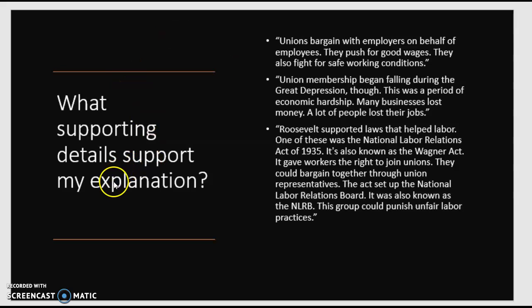What supporting details support my explanation? Guys, all I did here was pretty much copy evidence that proves the way I answered my questions. Unions bargain with employers on behalf of employees. They push for good wages. They also fight for safe working conditions. Okay, so again, just talking about that relationship between the employees that are joining unions and the employers. This piece of evidence right here shows how there is a relationship between those two people that were discussed in the text.